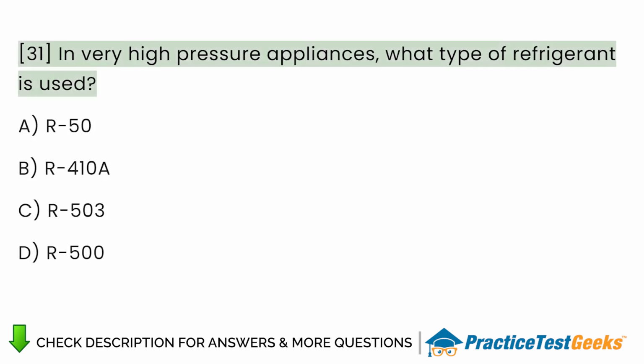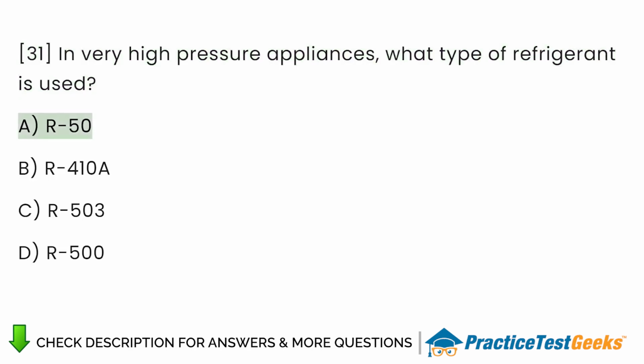In very high-pressure appliances, what type of refrigerant is used? A. R50. B. R410A. C. R503. D. R500.